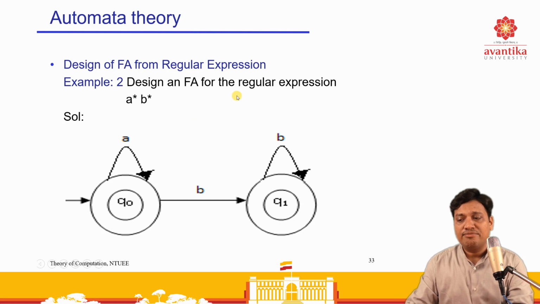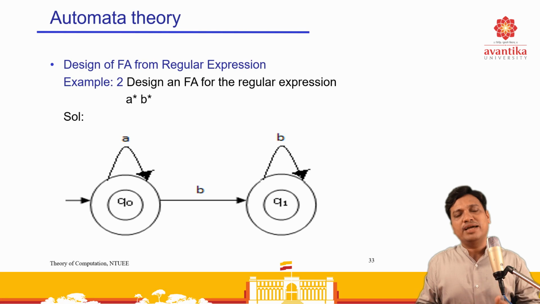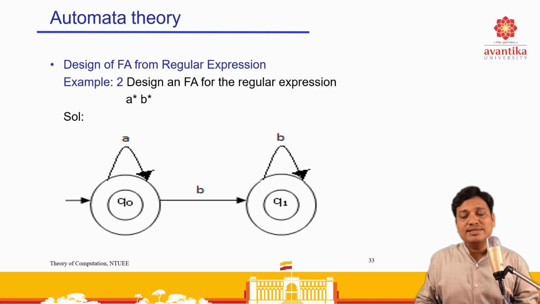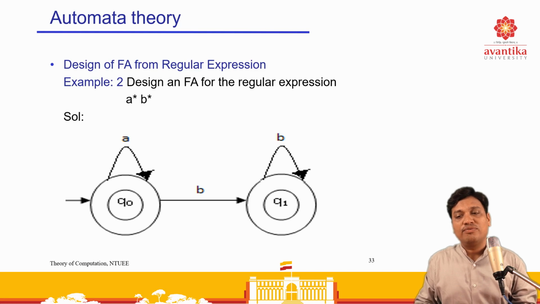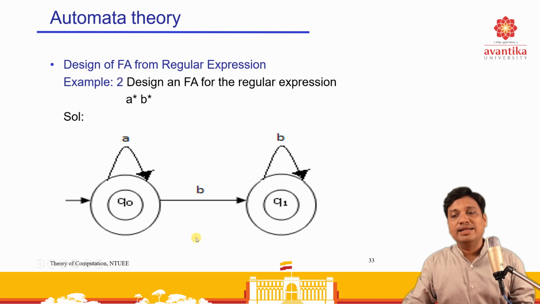Design an FA for the regular expression A star B star. It means any number of A's and any number of B's is accepted. So we define the A's as a self loop on Q0, and we move forward from Q0 to Q1 on B. There is a self loop of A and a self loop of B, and both Q0 and Q1 are final states.